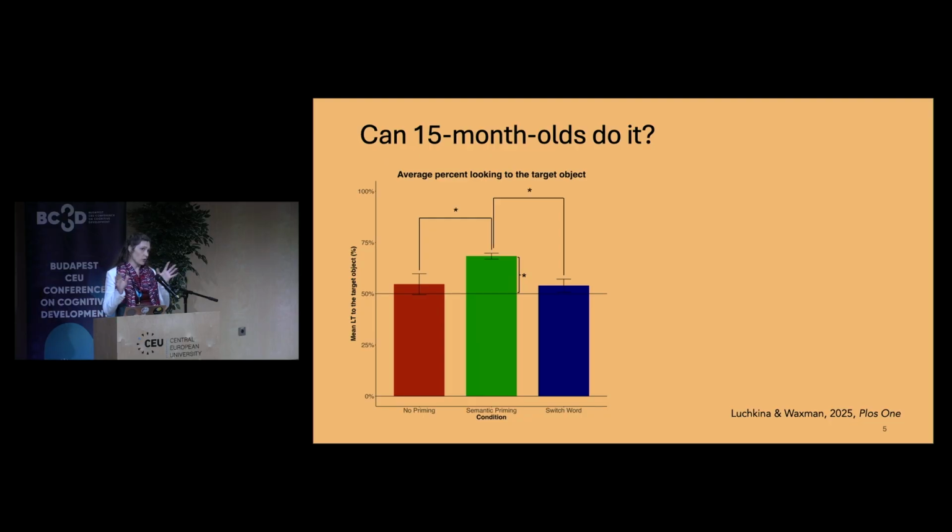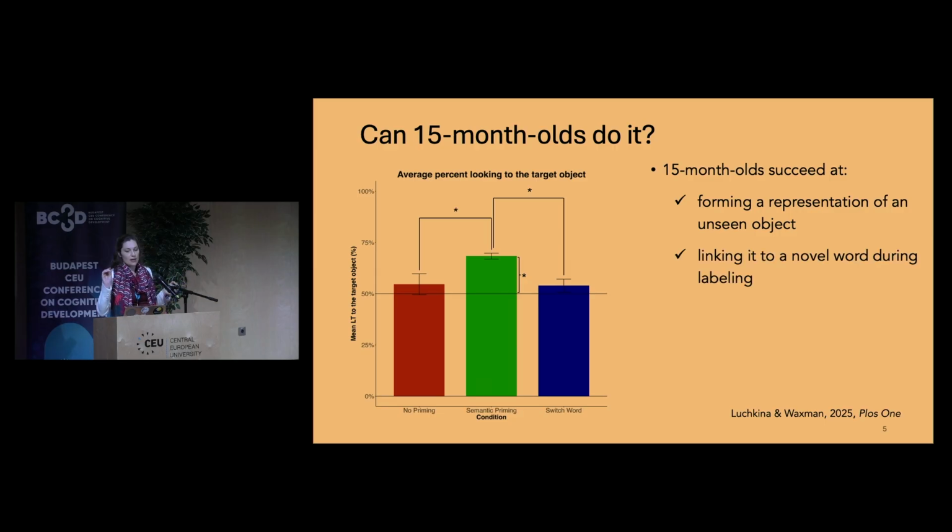Now, this is old news. I actually presented these data at this conference, but just in case this is not familiar, I want to explain the core features of this design. And so this particular study shows us that 15-month-olds succeed at forming a representation of something that's unseen based on priming. They are able to link it to a novel word during labeling, so they're able to comprehend the idea that something unseen can be labeled. And they're succeeding at identifying the referent object by the time it becomes visible.